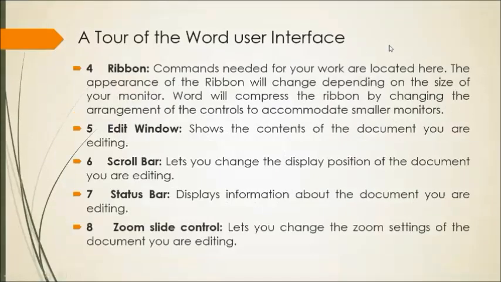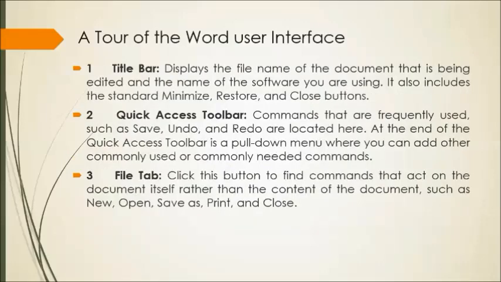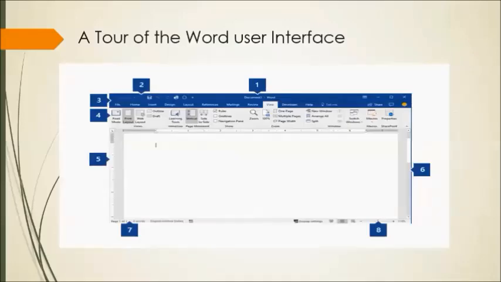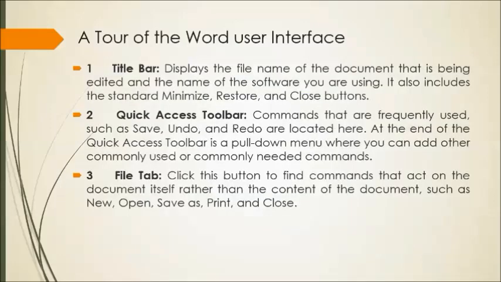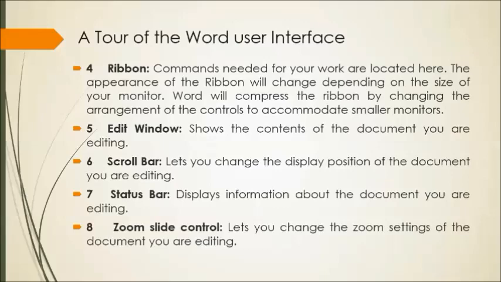Next, number four, we have the ribbon. Commands needed for your work are located here. The appearance of the ribbon will change depending on the size of your monitor. Word will compress the ribbon by changing the arrangement of the controls to accommodate smaller monitors. Number five, we have the edit window. The edit window is located on the left corner of our interface. It shows the contents of the document you are editing.